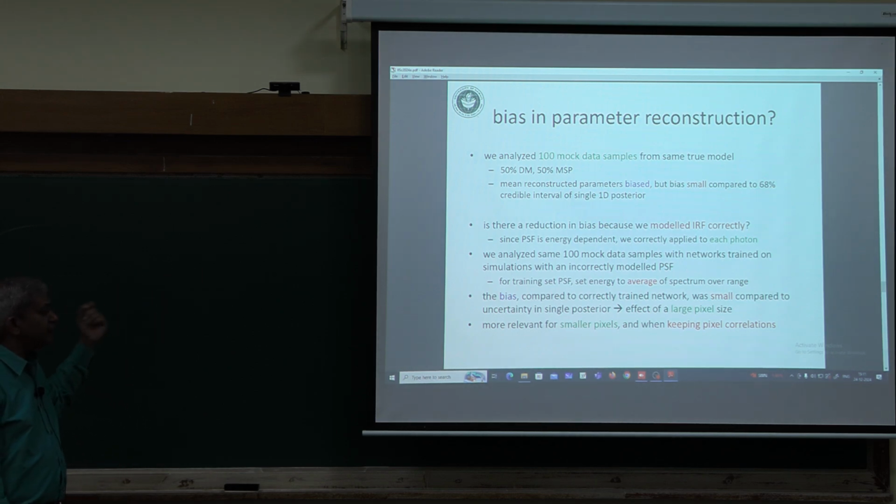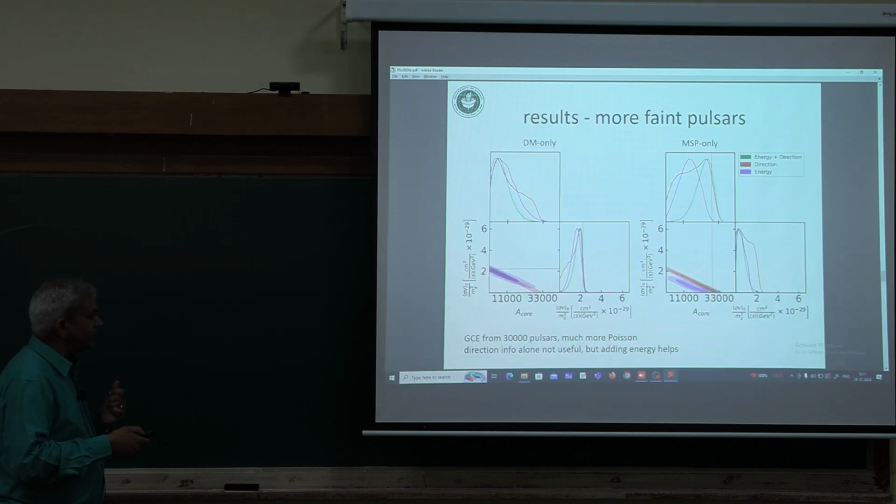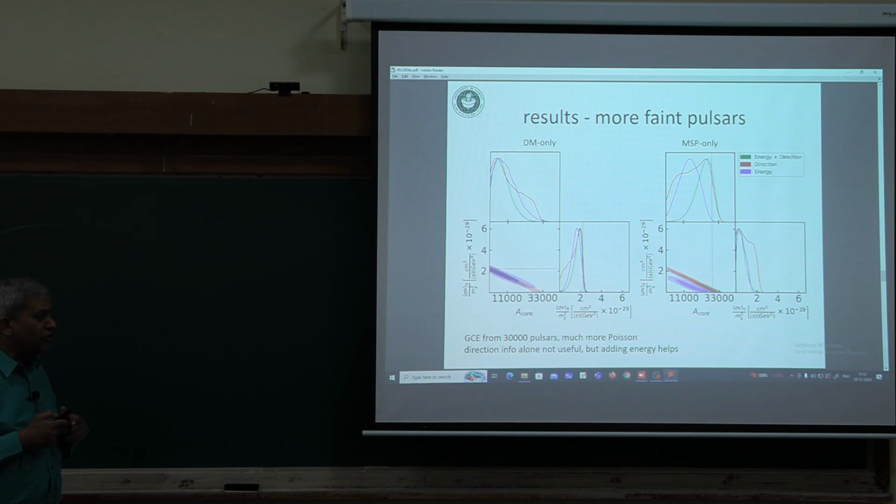All you do then is get your reconstructed parameters, find the mean and the variance of the mean, and see if that is biased with respect to the true model. And what you do find is that there is a bias, but the bias is small compared to the 1D confidence interval, or credible interval, on a single data realization. Okay? So on a single analysis, your uncertainties are large compared to the bias in your reconstructed parameters.